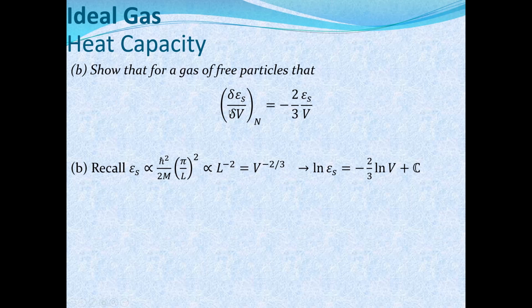Now, I need this rewritten in terms of volume so I could take the partial. So what I'm going to do is remember L cubed is volume. So that means L to the negative 2 is the volume to the negative 2/3. And then what this will give me is when I take the partial of this, or I could take the ln first. It doesn't really matter. I'll end up getting the same thing.